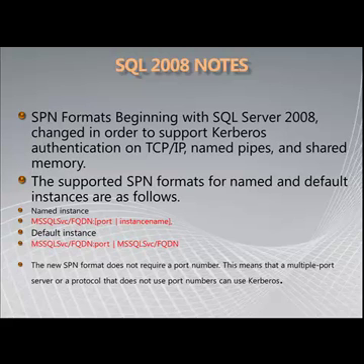So since we covered updates for IIS 7, I also wanted to cover updates for SQL 2008, since a lot of that format changed, especially for named instances. You can see for the named instance, I have the service type there, followed by the fully qualified domain name and port, along with the instance name. For the default instance, it looks much the same. That should look familiar to you. The new SPN format does not require a port number, so just keep that in mind.